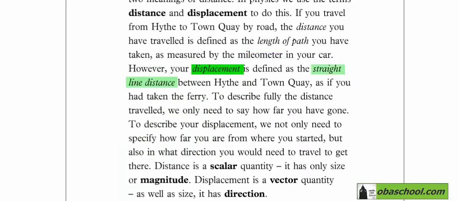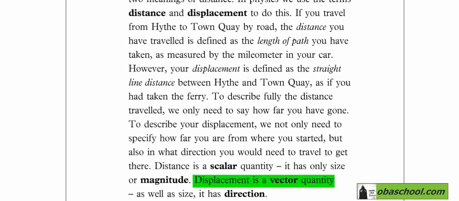However, your displacement is defined as the straight line distance between Hythe and the Town Quay, as if you had taken the ferry. Distance is a scalar quantity. It has only size or magnitude, and displacement is a vector quantity. As well as size, it has direction.